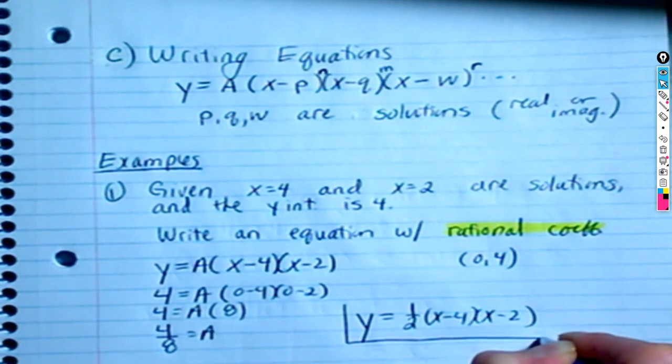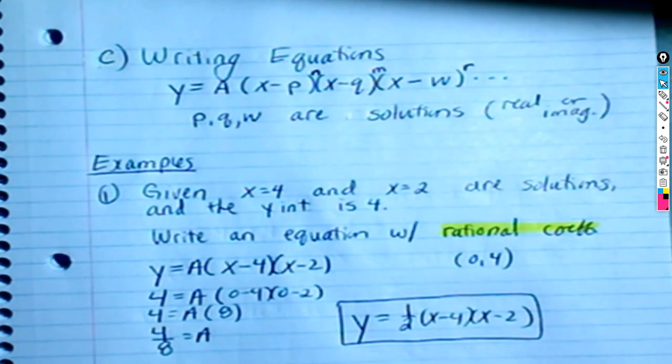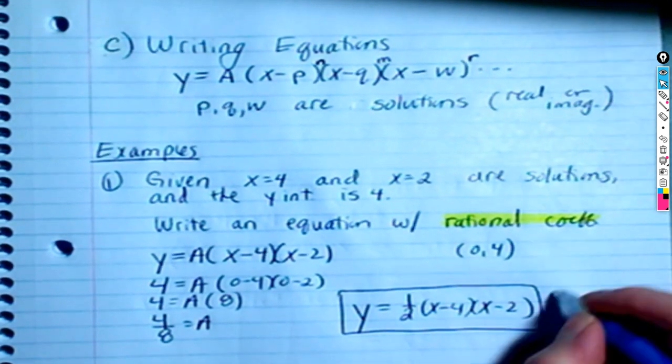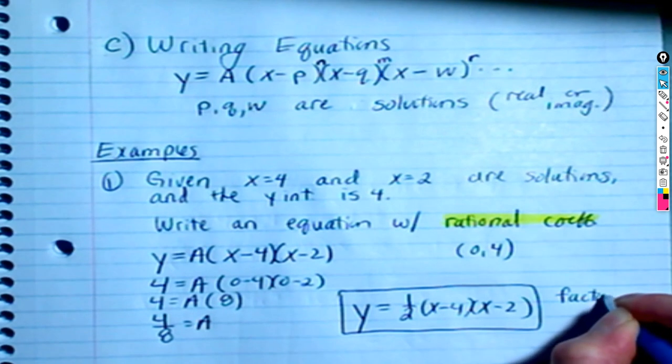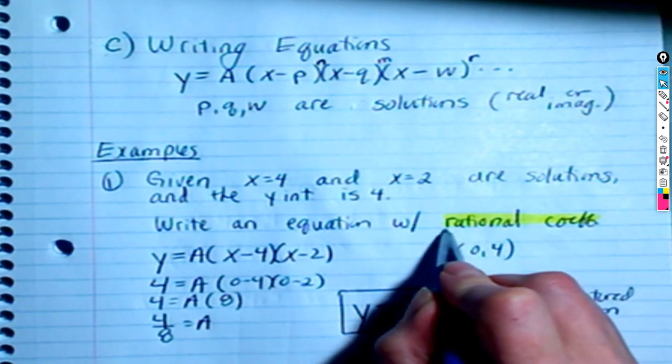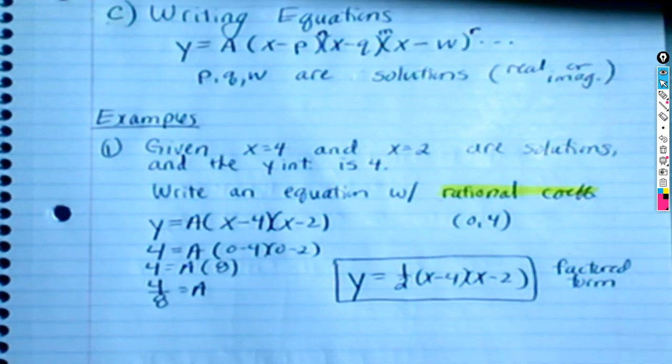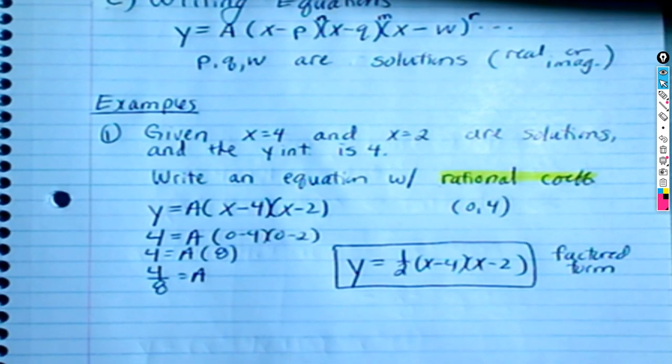Now, it didn't say which format to leave it in, but this would be the factored form, and I check it has all rational coefficients.